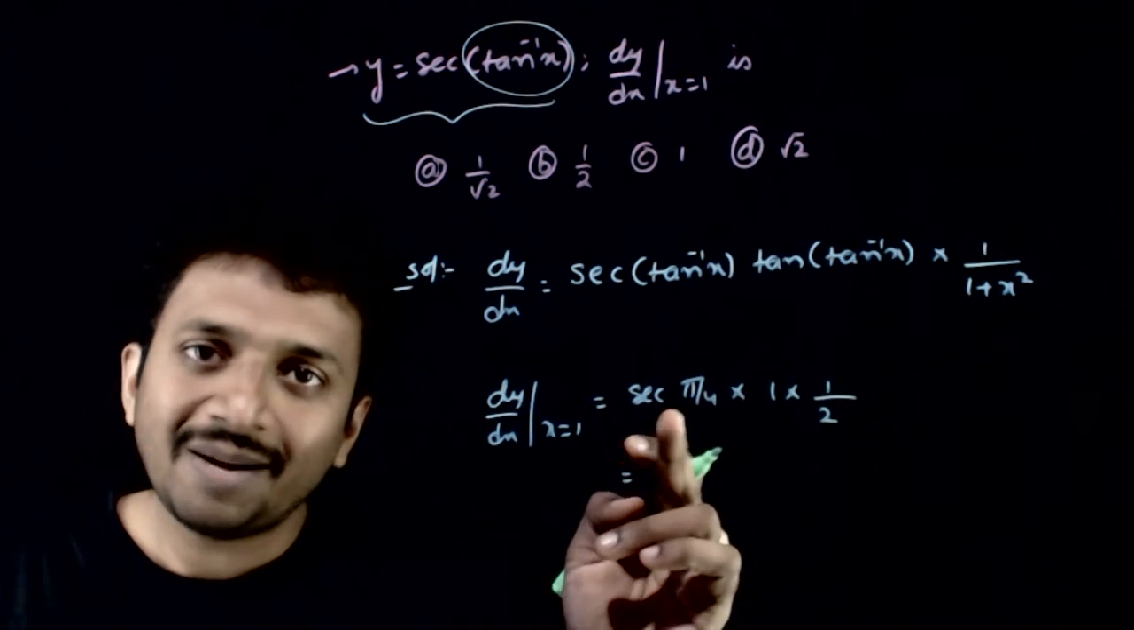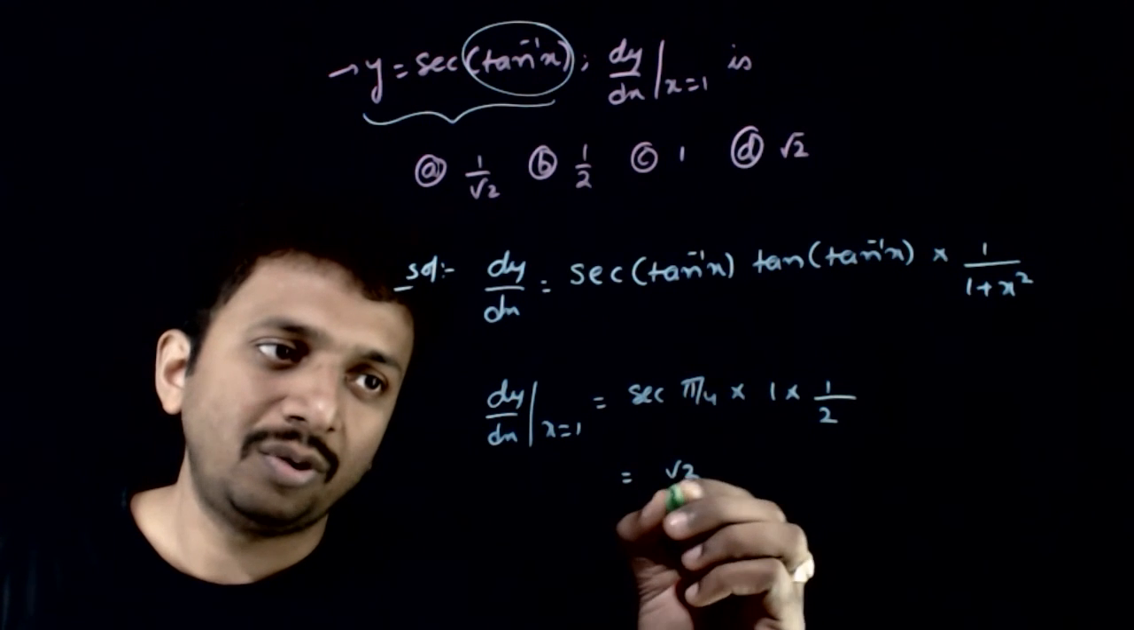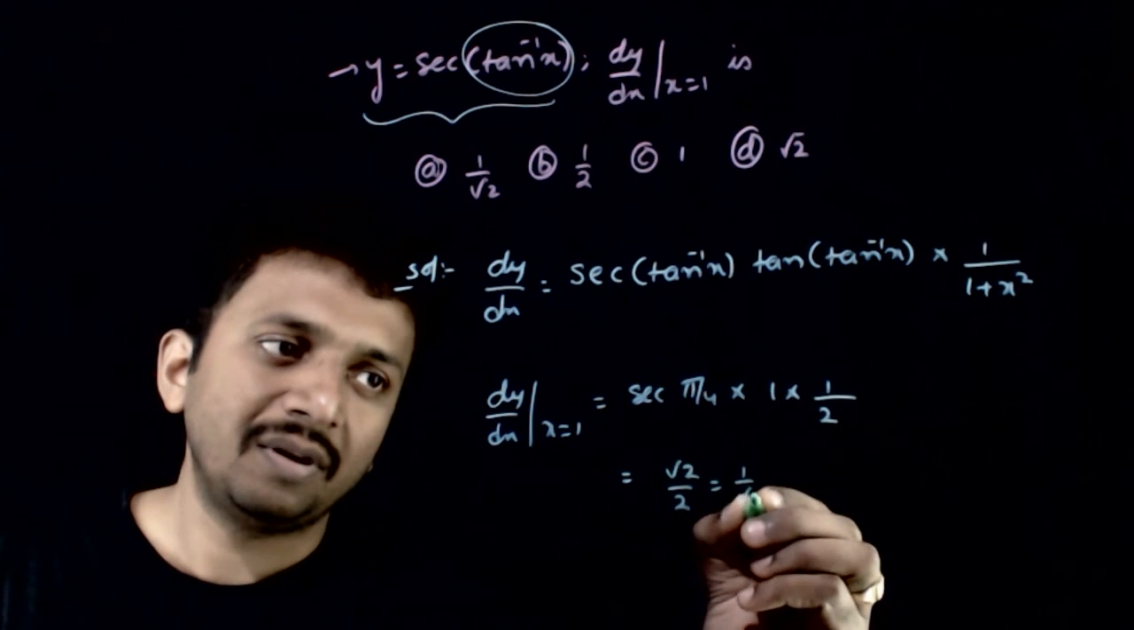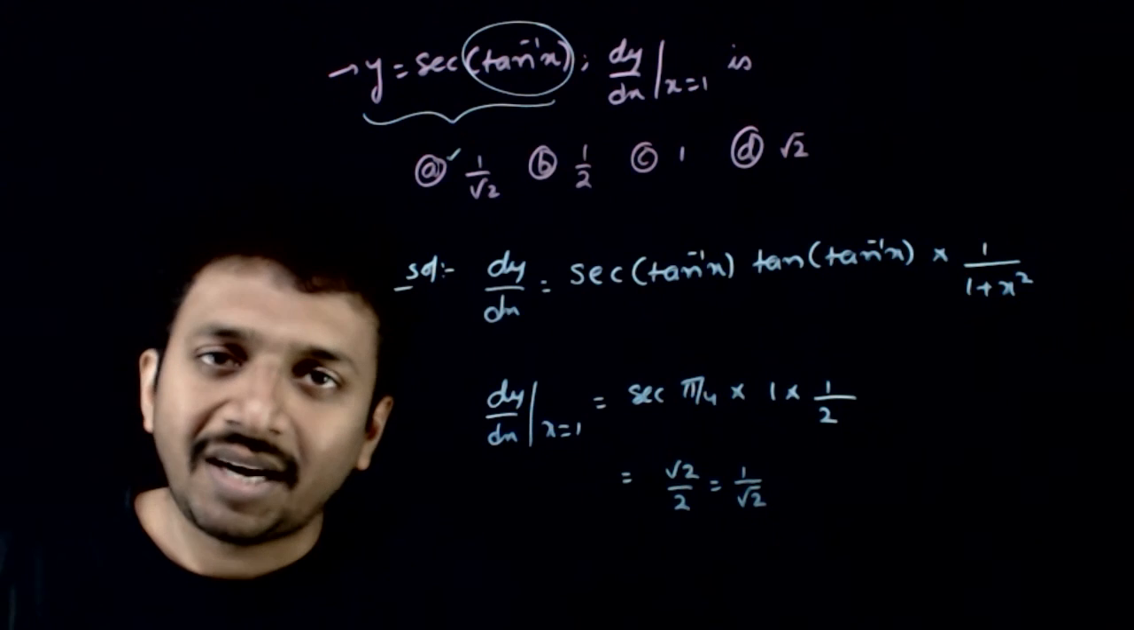That is equal to secant pi by 4, which is nothing but root 2, by 2. So root 2 by 2 is equal to 1 by root 2. So option A is the right answer to this question.